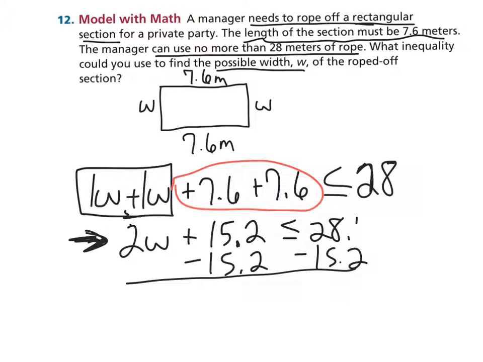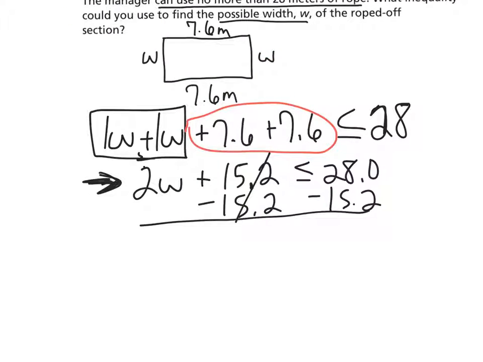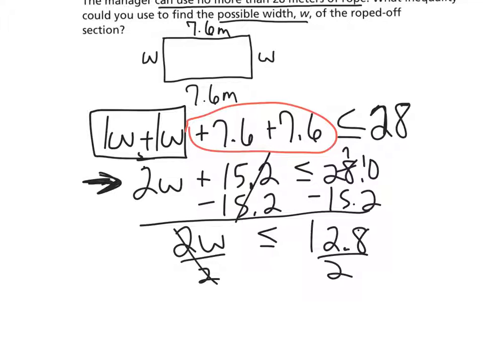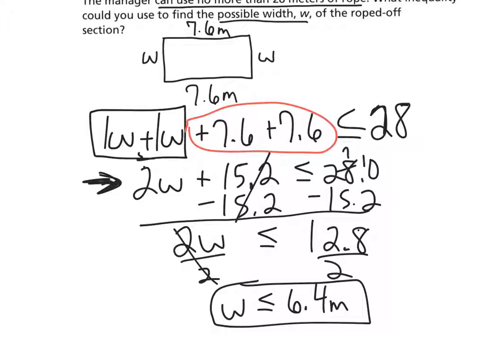But anyway, they're adding, we could subtract on both sides. When you add or subtract decimals, make sure your decimal points are lined up. And then they're multiplying, so we can divide. So the width would be less than or equal to 6.4 meters. And what you could do is just try, that'd be the maximum.